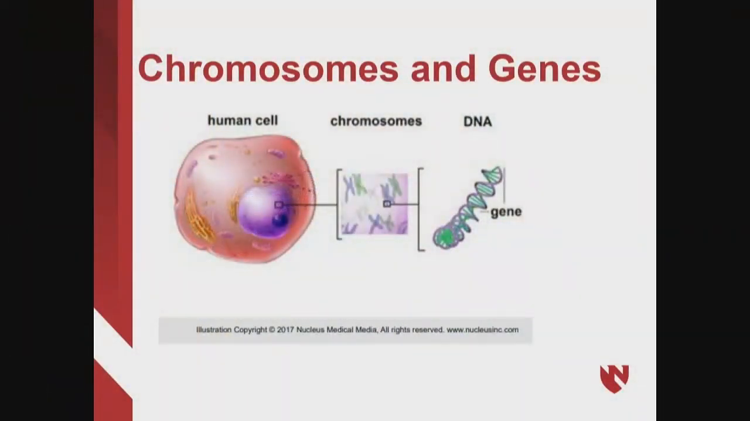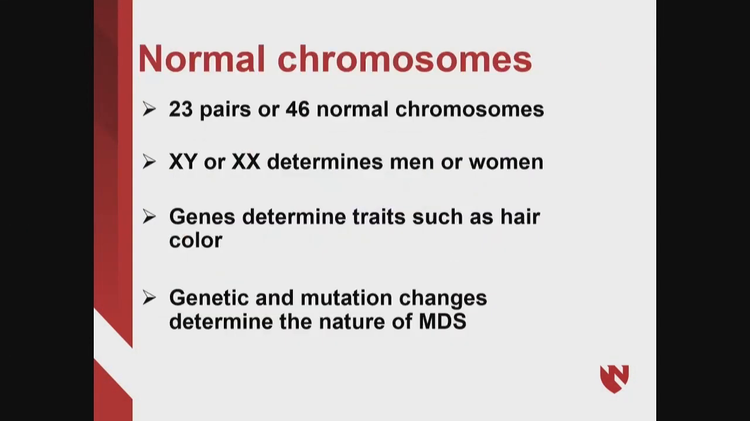So inside a human cell, there is a nucleus. Inside the nucleus, there are pairs of chromosomes, and in those chromosomes, there are genes. So humans' normal cells have 23 pairs of chromosomes, or 46 chromosomes. Men have an XY chromosome and women have an XX sex chromosome. These genes in these chromosomes determine the color of hair and things of that nature. So various characteristics of the person are determined by these genes.